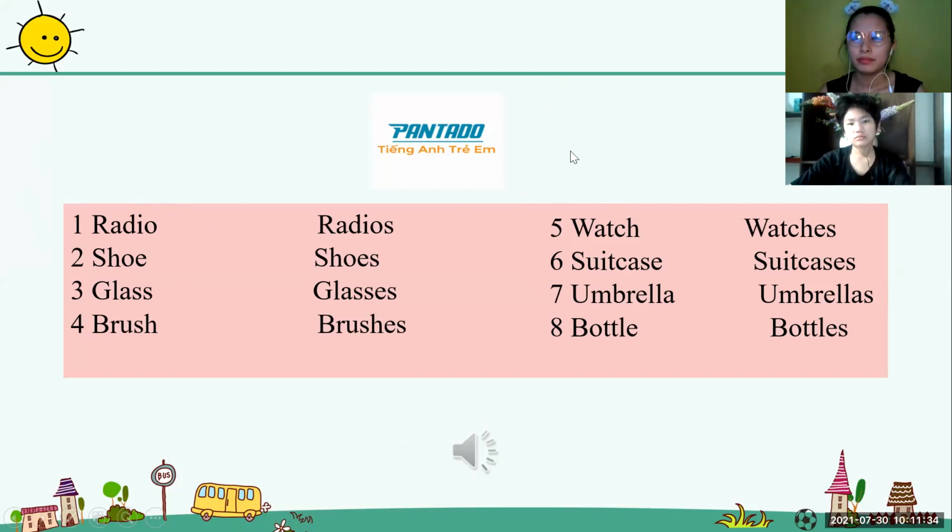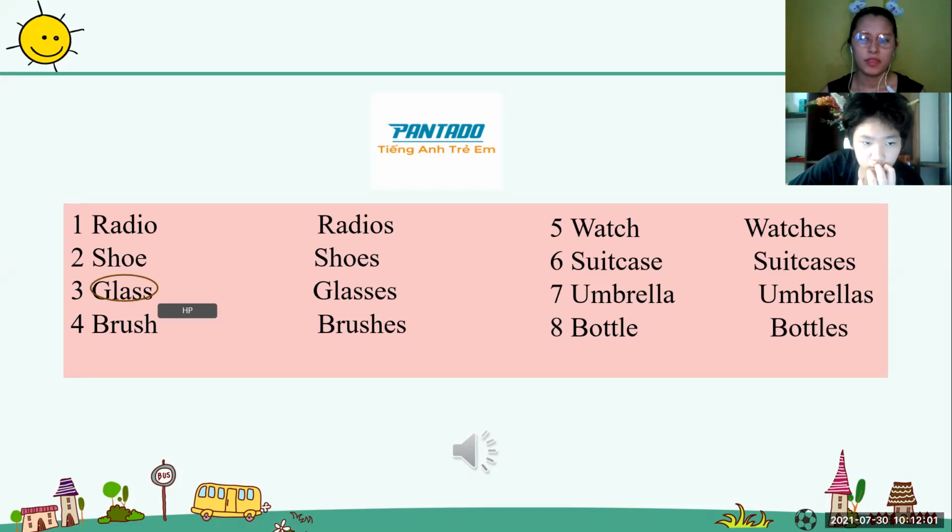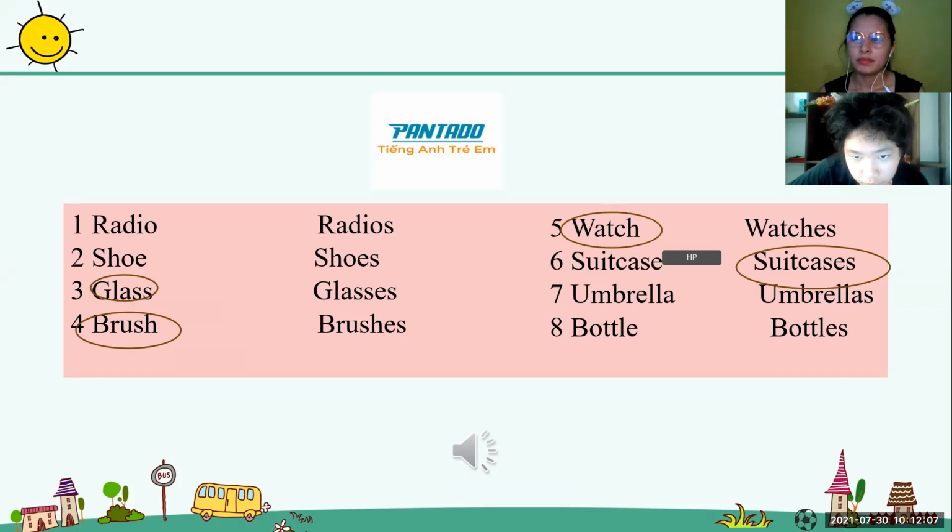Unit 8. Describing objects. Activity 2. Listen and circle the words you hear. 1, radios. 2, shoe. 3, glass. 4, brushes. 5, watch. 6, suitcases. 7, umbrella. 8, bottles.